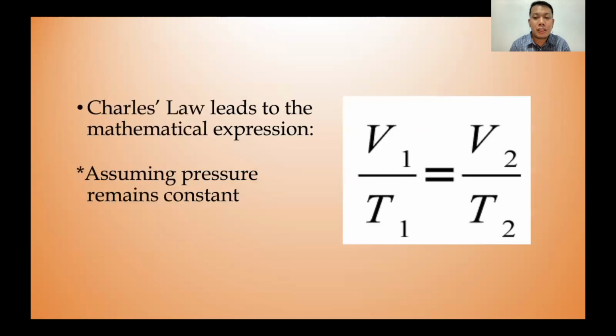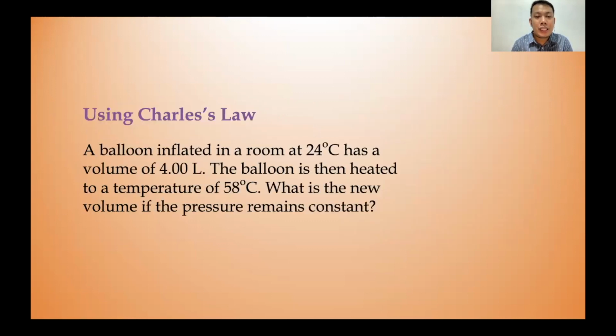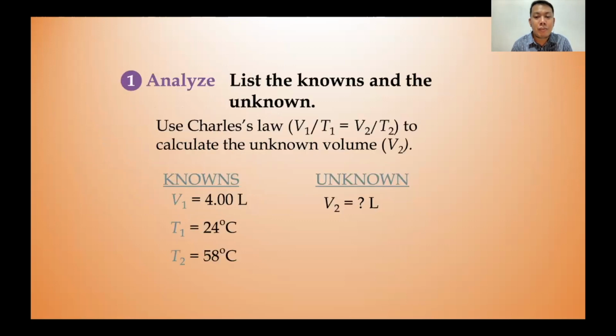So for the formula, you have here V1 over T1 equals V2 over T2, but it can be expressed also as V1 times T2 is equal to V2 times T1. So let us apply. A balloon inflated in a room at 24 degrees Celsius has a volume of 4.0 liters. The balloon is then heated to a temperature of 58 degrees Celsius. What is the new volume if the pressure remains constant?